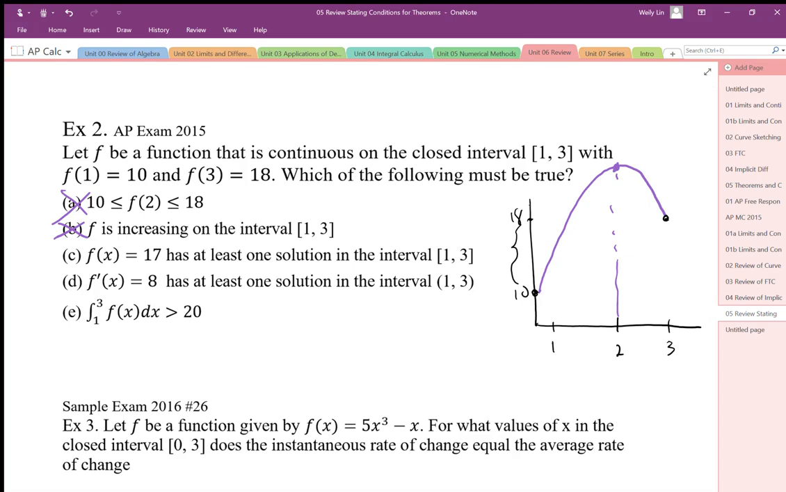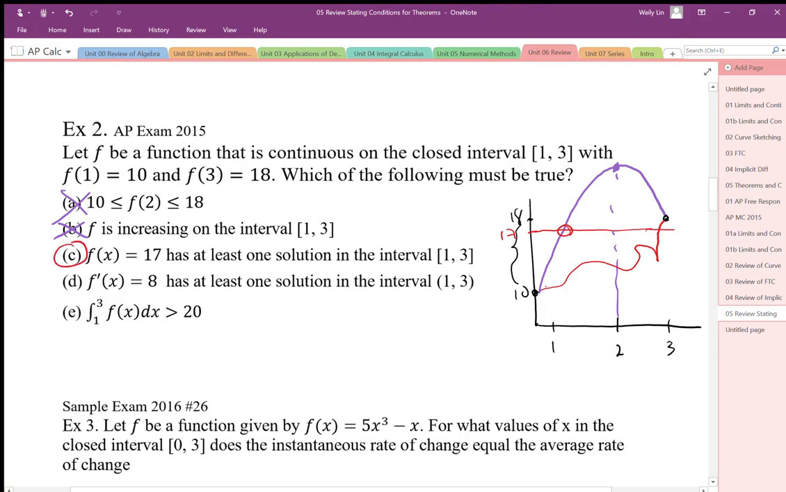F of x equals 17 has at least one solution on the interval 1 to 3. Well, that's true because this is continuous. So 17 is right about there. And we cannot draw any graph, even if I make it spiky and non-differentiable, where at some point it doesn't have to cross that line. So this is true.